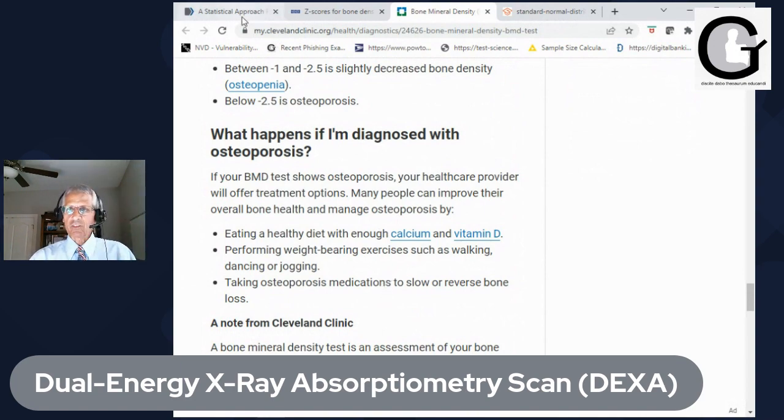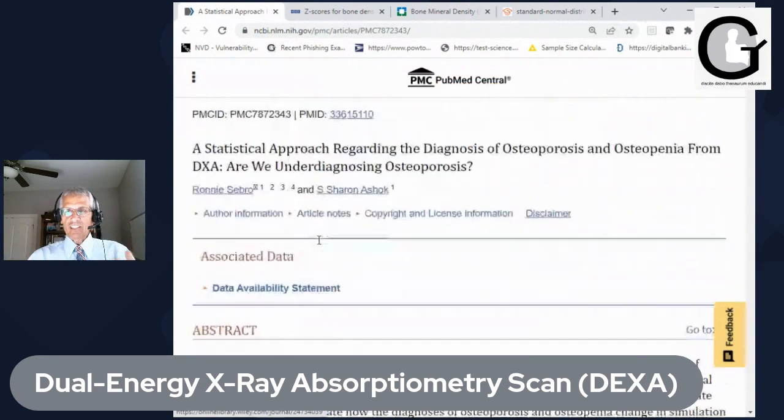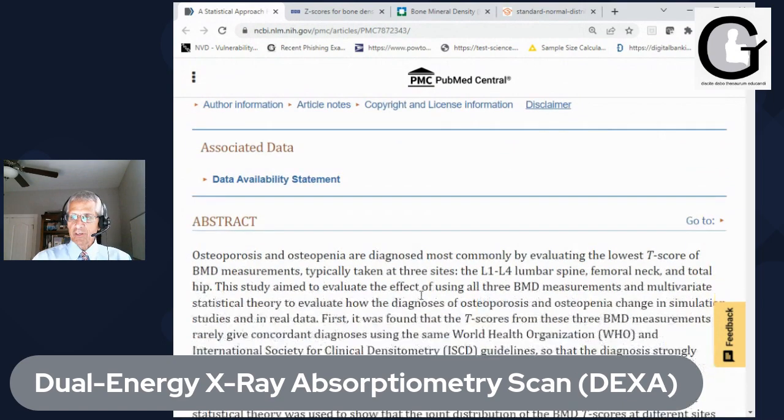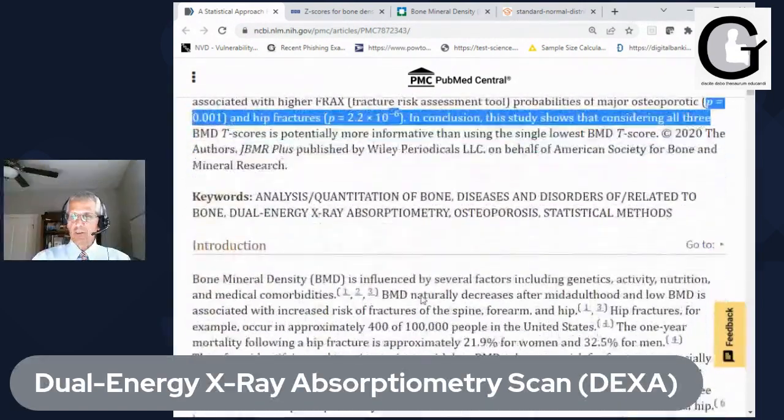Well, according to the National Institutes of Health, it's not just good, and in fact, are we underdiagnosing osteoporosis because we're only taking one scan, or only taking the lowest score? Are we underdiagnosing it, which is interesting? And they do that through a series of correlations and everything else that has to go along with that.